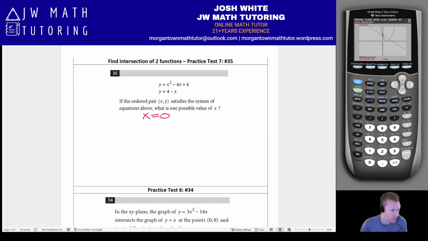Or you could also go to the table values and notice that when you go to 0 down here for x, notice they are both equal to 4. So that's just another way to get it.